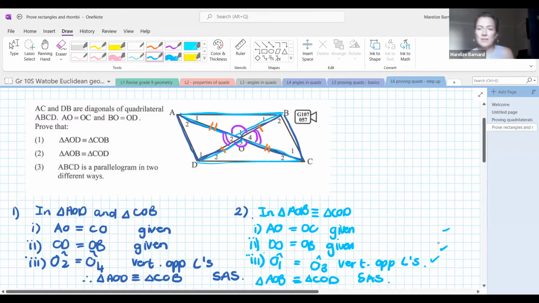Okay, put a thumbs up in the chat if you got your congruency proofs correct. Thumbs up. If not, put a thumbs down.